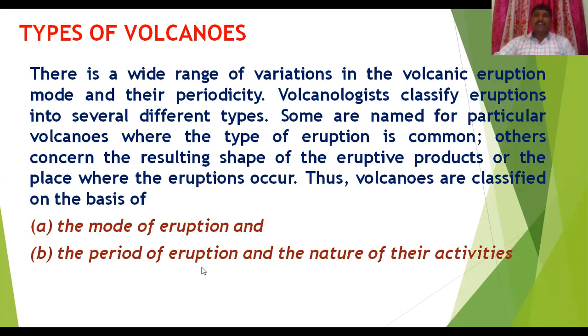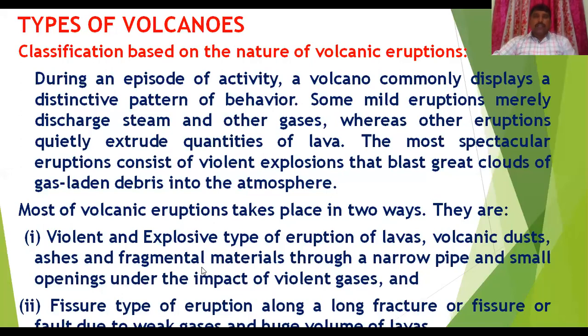There is a wide range of variations in volcanic eruption modes and their periodicity. Volcanologists classify eruptions into several different types. Some are named for particular volcanoes where the type of eruption is common, and others concern the shape of eruptive products or the place where the eruption occurs. Thus, volcanoes are classified on the basis of A, the mode of eruption, and B, the period of eruption and the nature of activities. Now, let us look at the classification based on the nature of volcanic eruption.